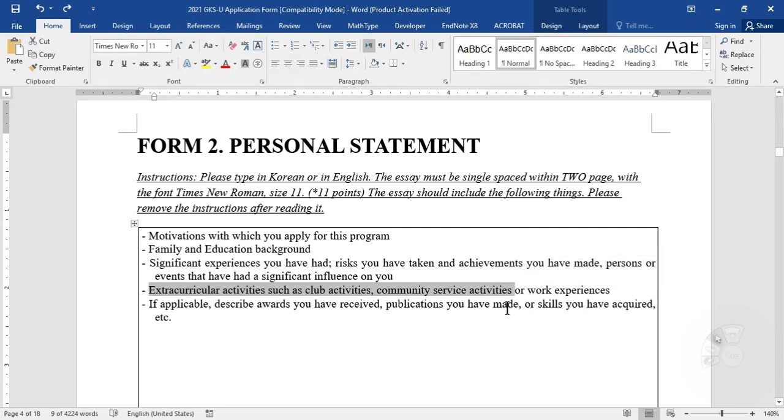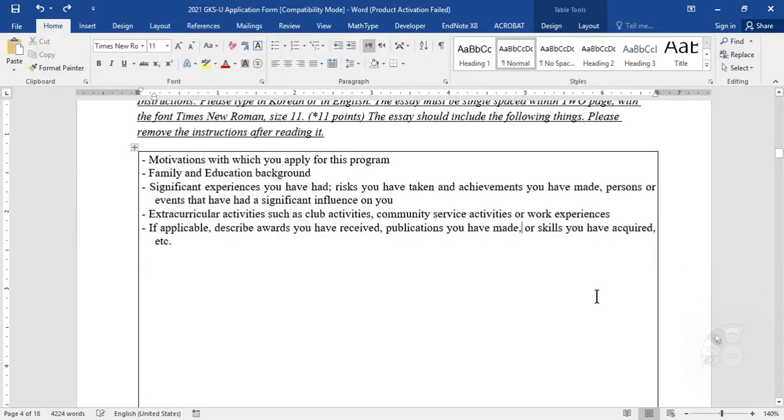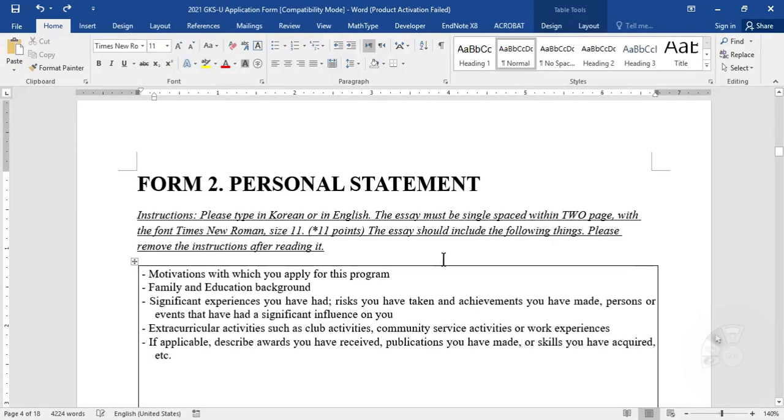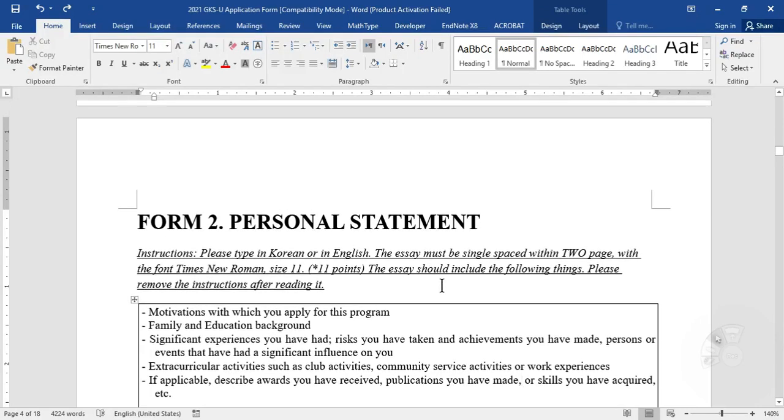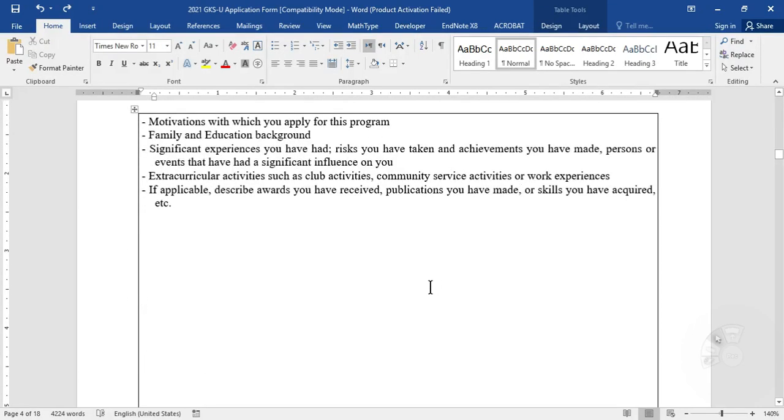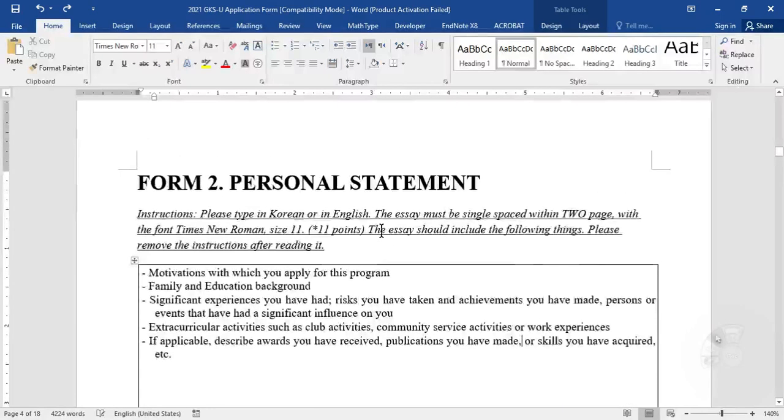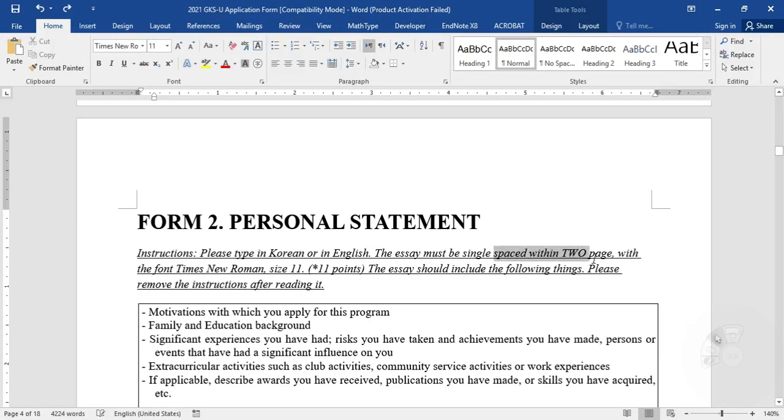Extracurricular activities, club activities, community service activities or work experiences you can mention here, and you can describe awards you received and publications, though at this level you don't have those, I think. Skills you have acquired, like time management skills or these types of skills, you can mention, or that you are a very hardworking person, and you can mention it here. And you should write within 2 pages. It should not be more than 2 pages, and it should not be less than 1.5 pages.